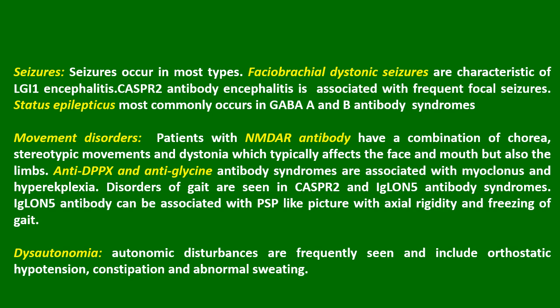Movement disorders. Patients with NMDAR antibody have a combination of chorea, stereotypic movements, and dystonia, which typically affects the face and mouth, but also the limbs. Anti-DPPX and anti-glycine antibody syndromes are associated with myoclonus and hyperekplexia. Disorders of gait are seen in Caspr2 and IgLON5 antibody syndromes. IgLON5 antibody can be associated with a PSP-like picture.